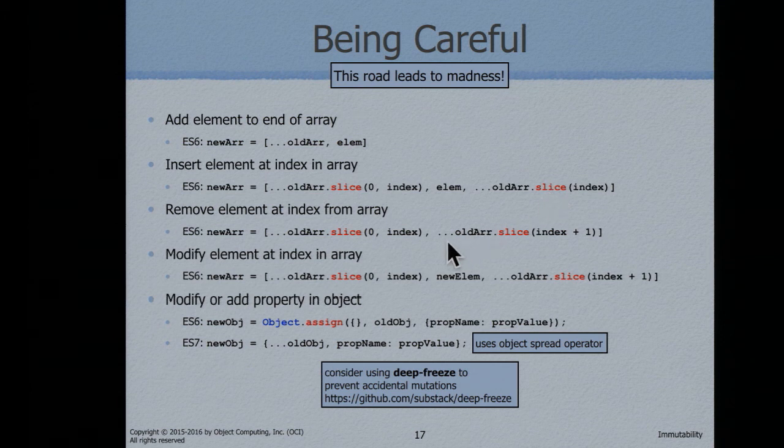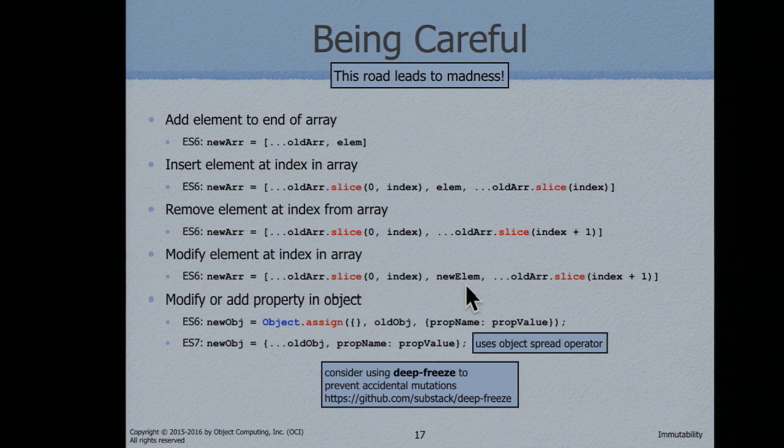I could remove something at a particular index. You see that I grabbed the beginning and I spread it out, and then I grab the end, but one past the one that I want to get rid of, and then spread that out. And I could also modify something at a particular index. I take everything before it, I take everything after it, and then there's my new element. So we have a recipe here for how we could safely create a new version of an array. Suppose this array held a bunch of objects, and they were big objects. Well, I'm not copying those objects. I still have references to the same objects.